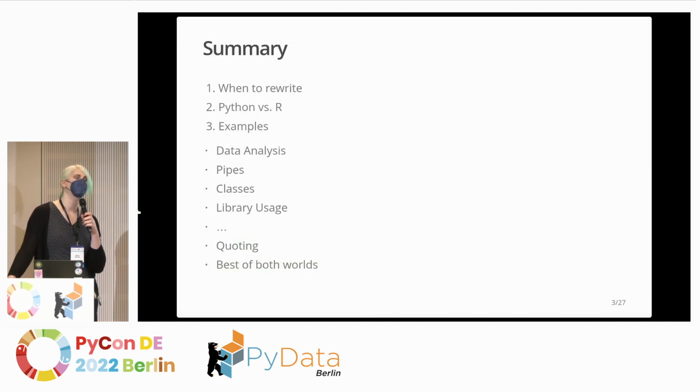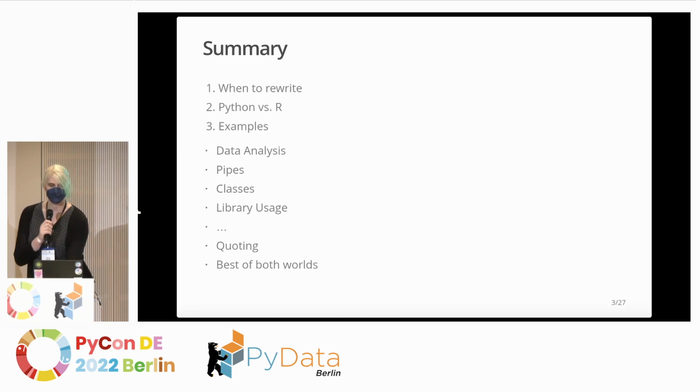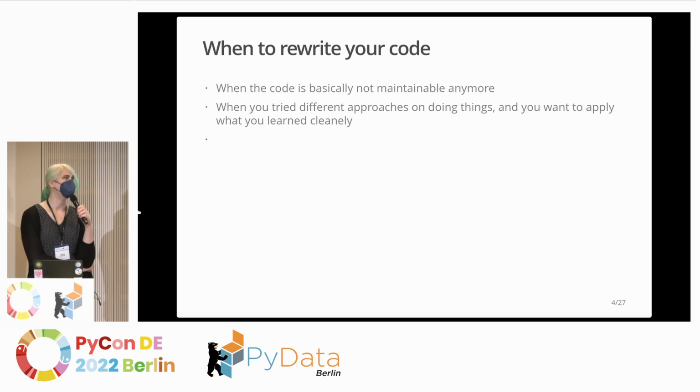And in this talk, I will talk a little bit about when to rewrite your code and some comparison of Python and R. And then a lot of examples for data analysis, pipes, classes, libraries, quoting, and combining the best of both worlds. And the first question here is when to rewrite your code.